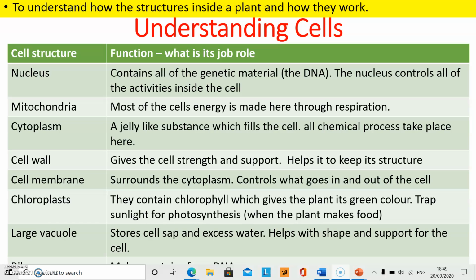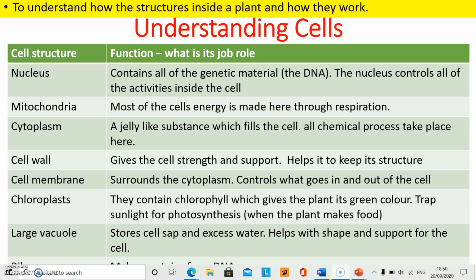So the new ones for the plant cell, first of all, we have the cell wall. This is on the outside of the cell membrane, and this gives the cell strength and support, so it helps it keep that boxy shape. They've got chloroplasts as well. This contains a green pigment called chlorophyll, which gives the plant its green colour, and it helps to trap sunlight for the chemical reaction of photosynthesis. This is where plants make their own glucose. And they also have a large vacuole. This stores cell sap and additional water, and it helps keep the shape and support for the cell.